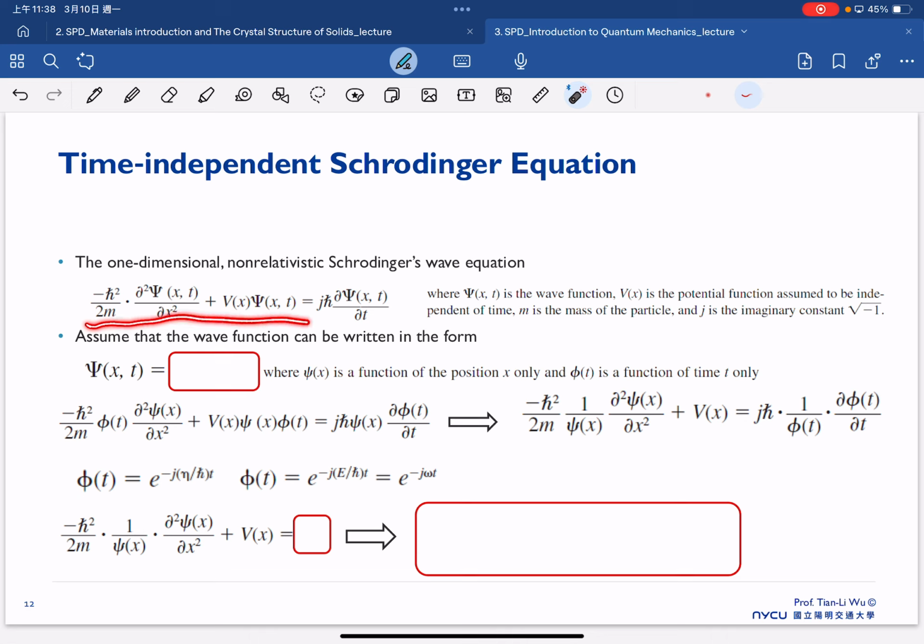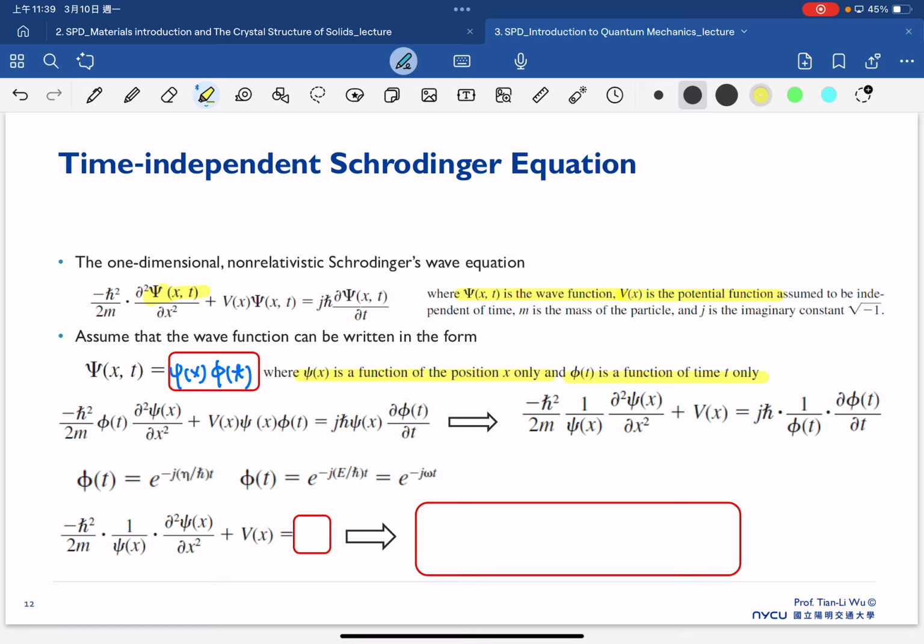We have an equation shown here, and the most important part is this one, the phi of x,t, which is the wave function, and also we have V(x), which is the potential function. These are the 2 most critical functions that we are interested in. First, we assume that the wave function can be written in the form of this one, where small phi of x is a function of position x only, and phi of t is a function of time only. And why can we do that? Because we use separation of variables, this kind of math.